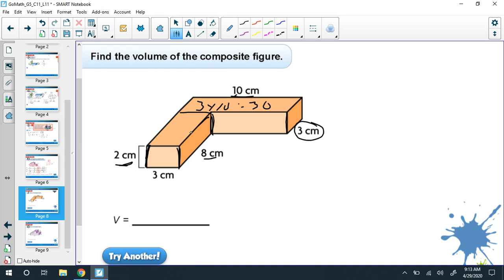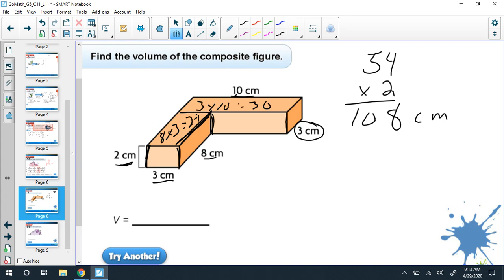I'm going to look at this measurement right here, which is 8. And so here I get 8 times, and again, our front measurement is 3. So we get 24. And then I'm going to add together 24 plus 30, which is 54. And I'm going to multiply that by 2. 2 times 4 is 8. 2 times 5 is 10. So this one is 108 cubic centimeters.